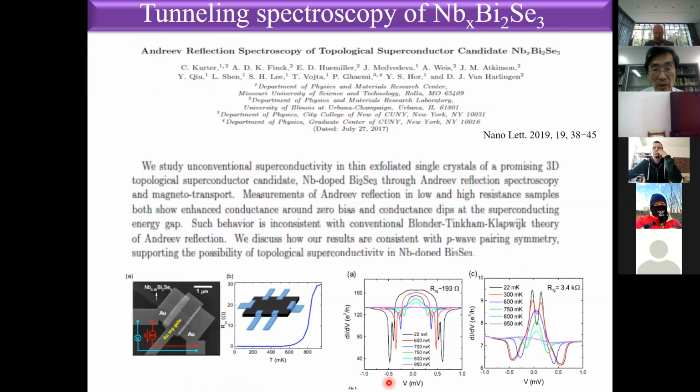And after that, I found one paper on niobium doped bismuth selenide 3. There is an experiment report from the United States, Van Harlingen's group, and they also reported that this material is relevant to topological material and might be possible. They mentioned P-wave pairing, but I think it's more natural to interpret based on Liang Fu and Erez Berg's model; maybe delta 2 or delta 4 interorbital spin triplet pairing might be realized in this material.